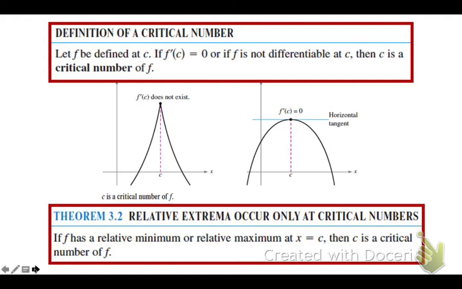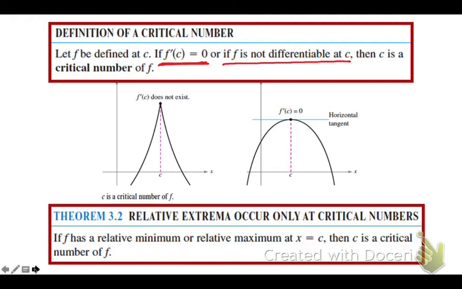Okay, so a critical number again is a very important thing because we are going to be finding critical numbers every single day from here until the end of the chapter. A critical number, what does this say right here? If the derivative of c is 0, you're going to find the derivative and set it equal to 0, and you're going to have your critical numbers.